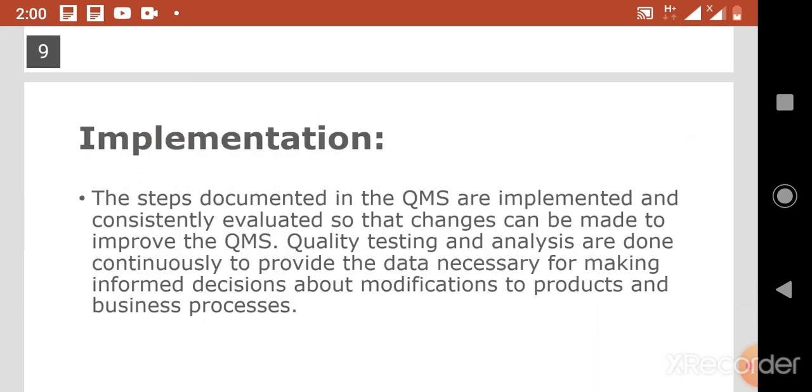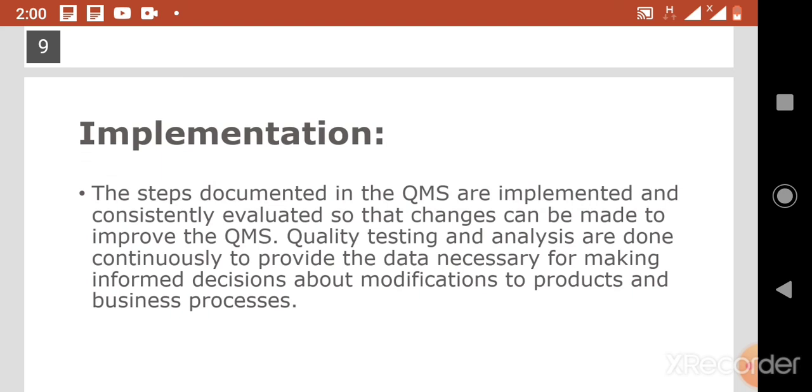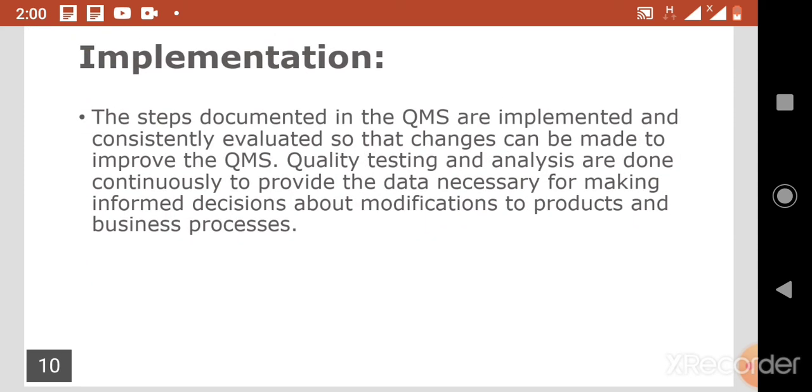And next is implementing. After all the stages, implementation is the last stage. These steps are documented and consequently evaluated so that changes can be made to improve the QMS. Quality testing and analysis are done continuously to improve the data necessary for making informed decisions about modifications to products and business processes. After all these processes, in the last stage of implementing, using these standards, such as ISO 9001, we can know how much the quality of a specific software is.